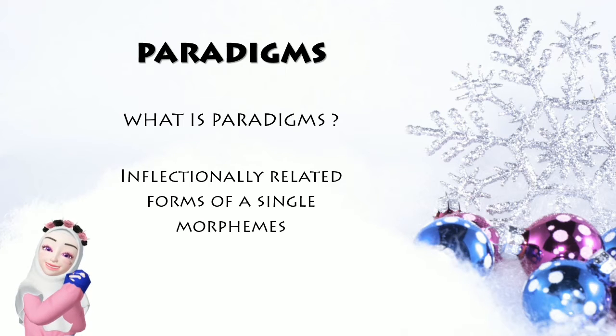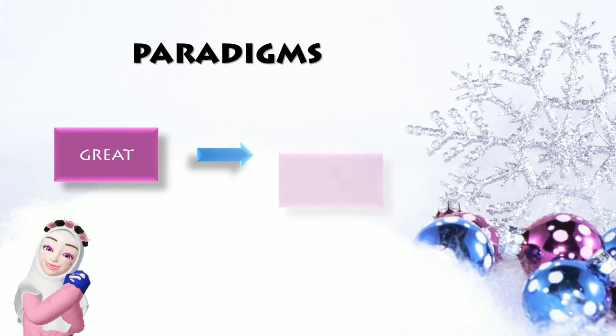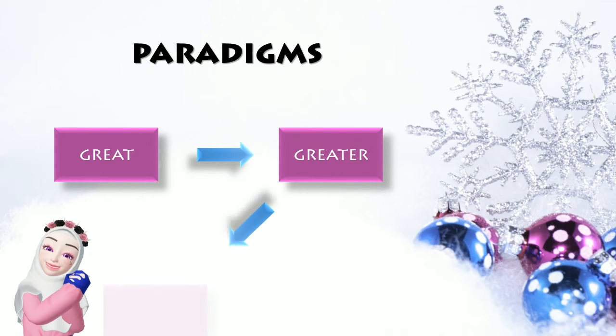Paradigms are the devices used by structuralists for establishing word classes in English, considering the ways in which certain types of words can be grouped into sets called paradigms on the basis of inflectional or derivational affixes, or prefix and suffix, that they will take. For example, great becomes greater and greater becomes greatest.